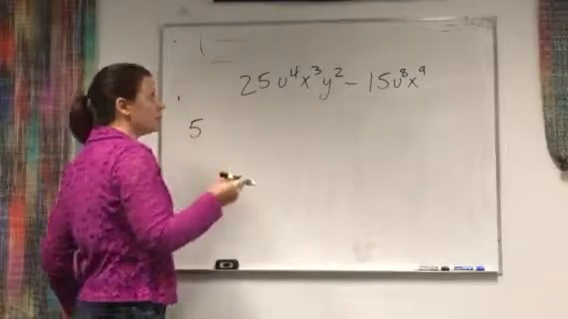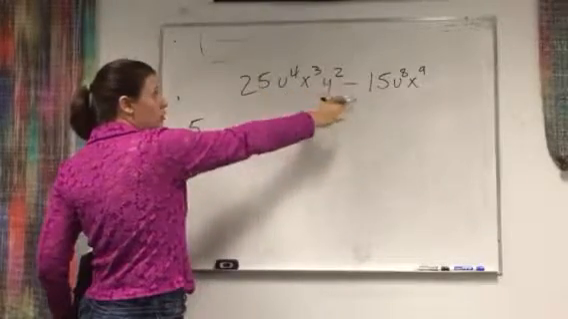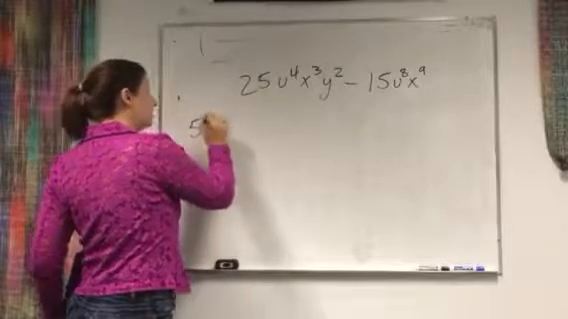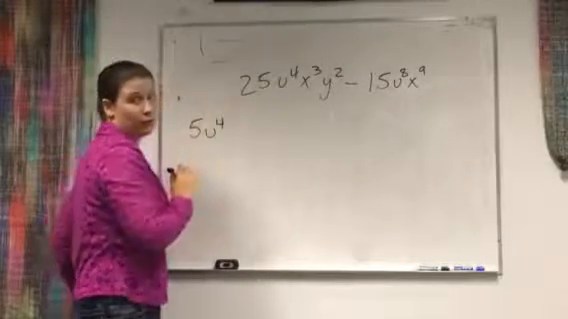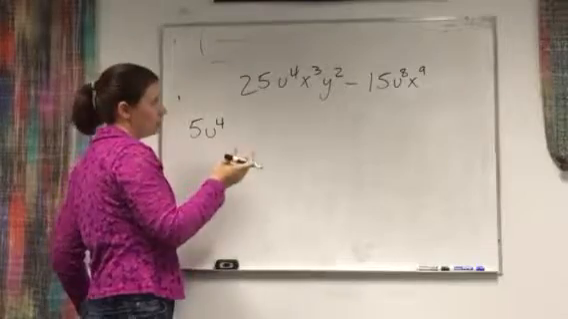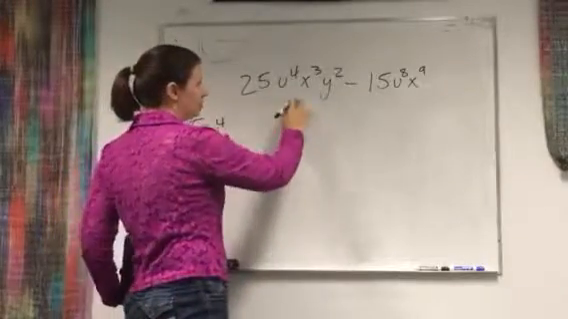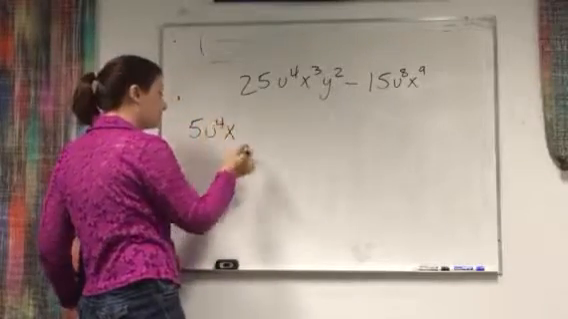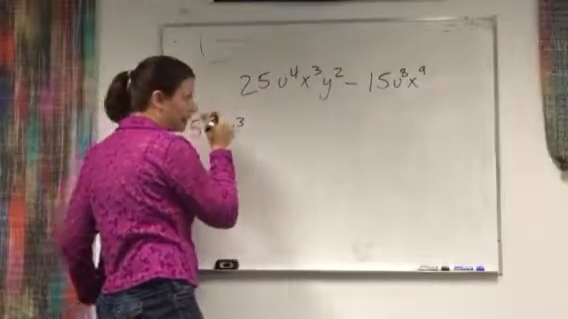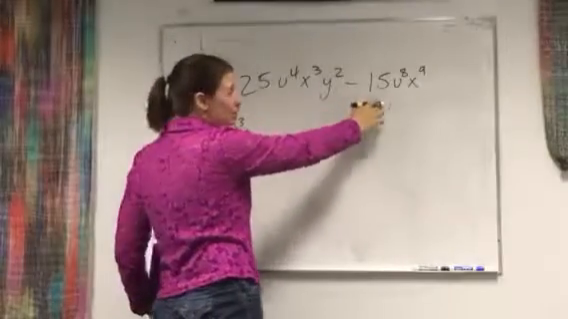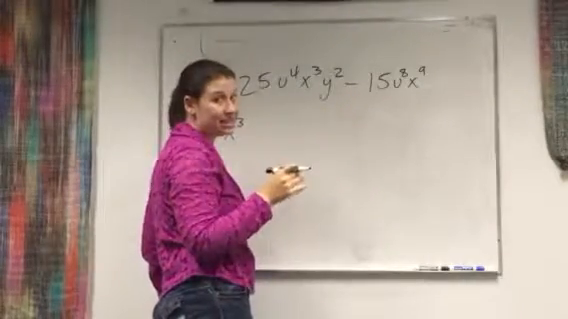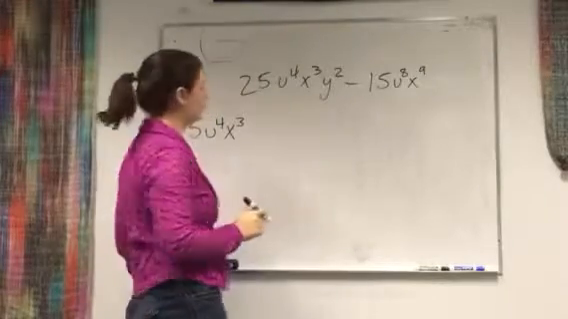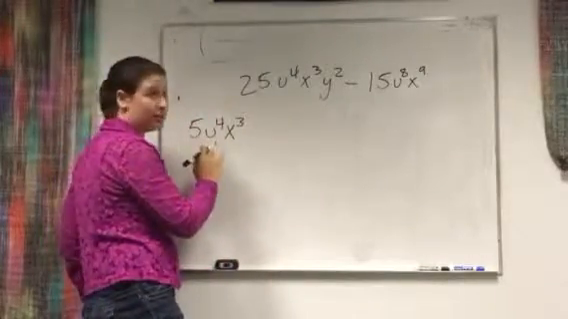Now look at the next variable, u. So this one has 4 u's, this one has 8 u's. That means they both have at least 4 u's. Okay, so next variable, x's. This one has 3, this one has 9. That means they both have at least 3. Now this term has a y, but this one doesn't have a y. That means that because they both do not have it, it cannot be factored out. So this is everything that can be factored out.